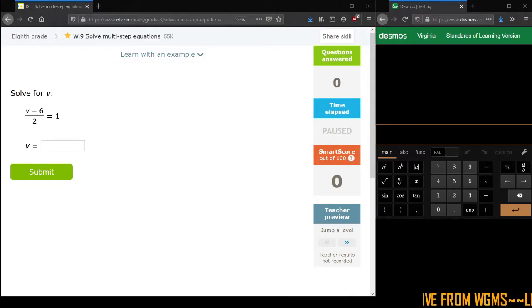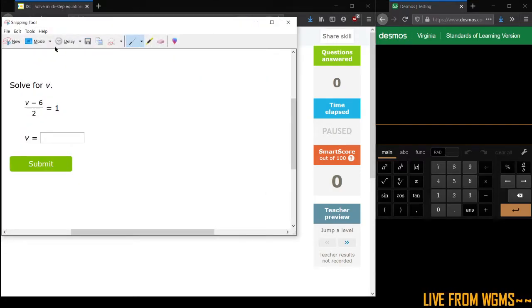And in this video, we're going to be walking through the IXL section W.9, where you're solving some multi-step equations. So I want to make sure that you are using that Desmos Calculator, which I have displayed on the screen, and that way you can kind of see where we're at and where we need to be. So I'm going to go through these. Again, you want to make sure that you're using that DCM.